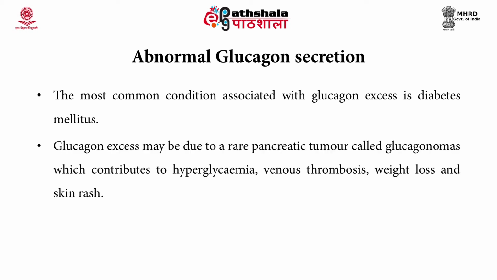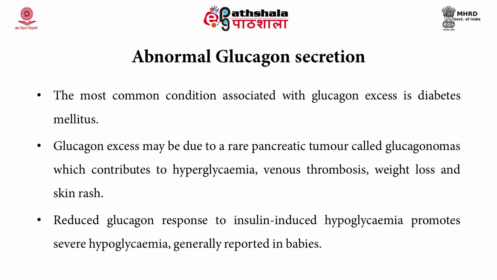Glucagon excess may be due to a rare pancreatic tumor called glucagonoma, which contributes to hyperglycemia, venous thrombosis, weight loss and skin rash. Whereas a reduced glucagon response to insulin-induced hypoglycemia promotes severe hypoglycemia, generally reported in babies.